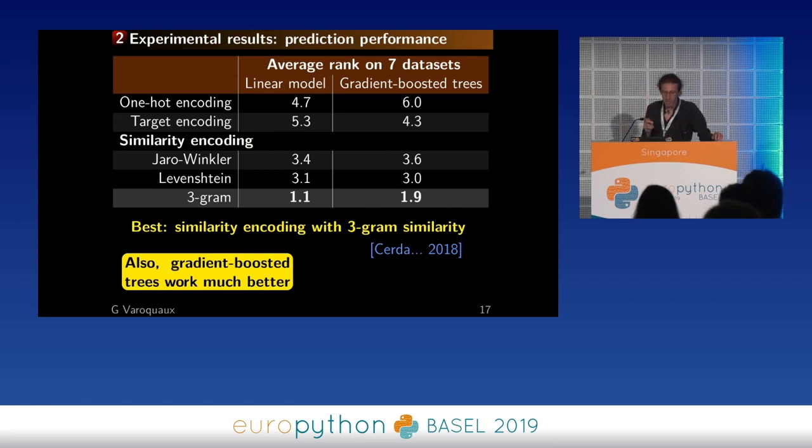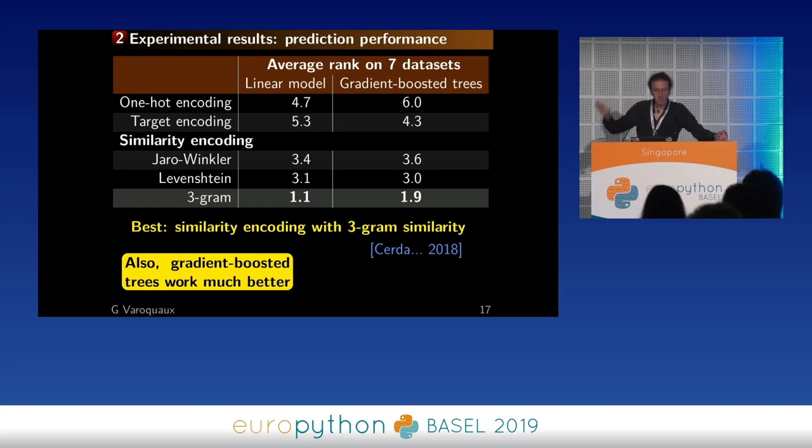So what you can see is that target encoder helps, so with gradient boosted trees, it helps compared to one-hot encoding. One thing that is not visible in those numbers is that gradient boosted trees do much better than linear models. So I would advise you to focus on gradient boosted trees in practice. They're much more useful for this kind of data set. So target encoding helps a lot.